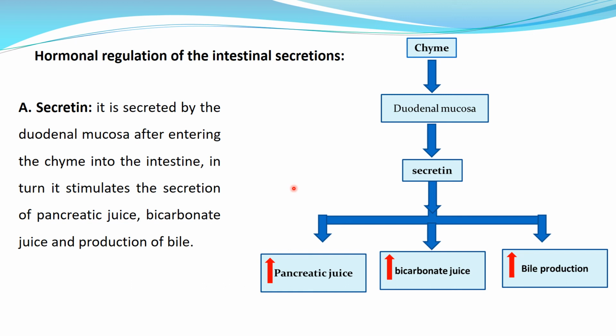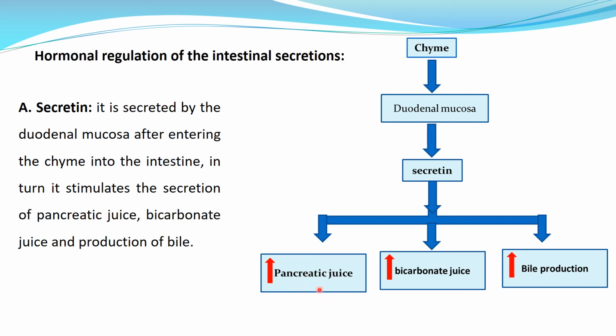Now I am going to talk a bit about the hormonal regulation of the intestinal secretion. One of the hormones secreted by the duodenal mucosa is called secretin. Secretin is secreted by the duodenal mucosa when the chyme enters the small intestine. So when the chyme from the stomach enters the duodenum, it induces the duodenal cells to secrete what? To secrete secretin.